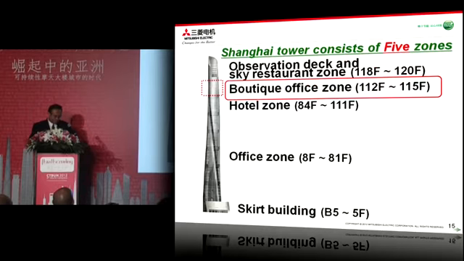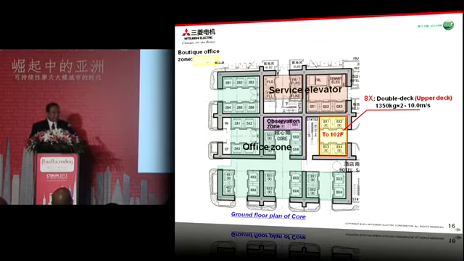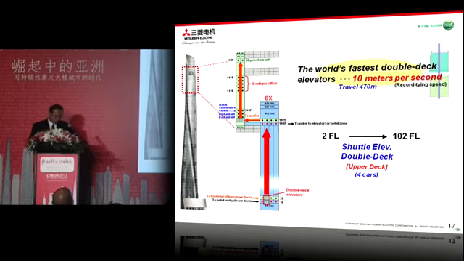Next is the boutique office zone, located from the 112th floor to the 115th floor. The upper deck of the double-deck shuttle lift AX takes passengers to the 102nd floor sky lobby. This is the vertical transportation method up to the boutique office zone.